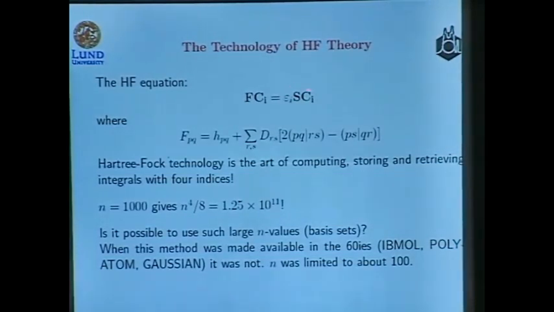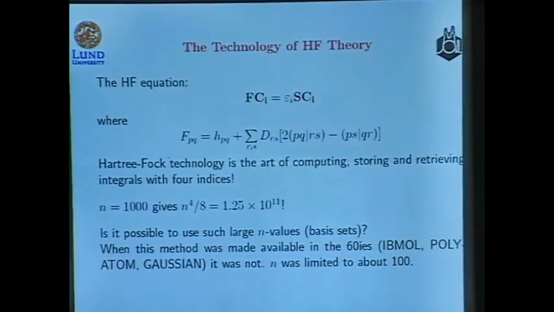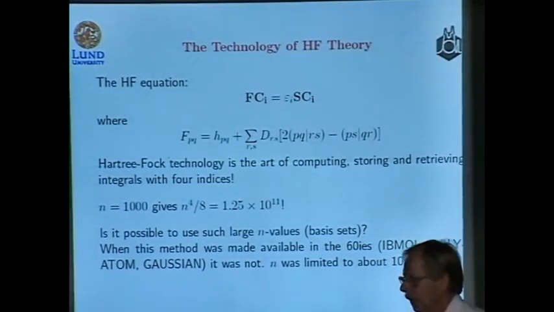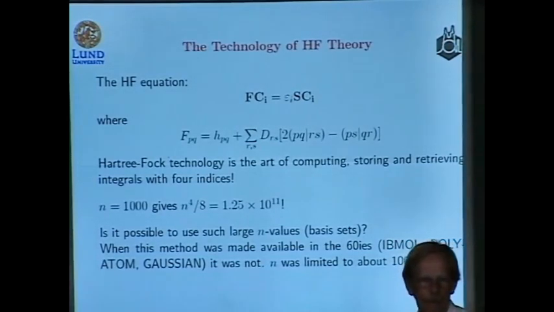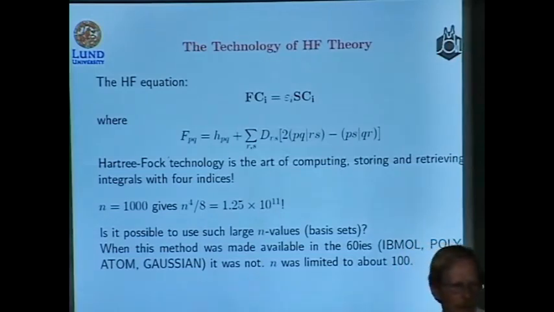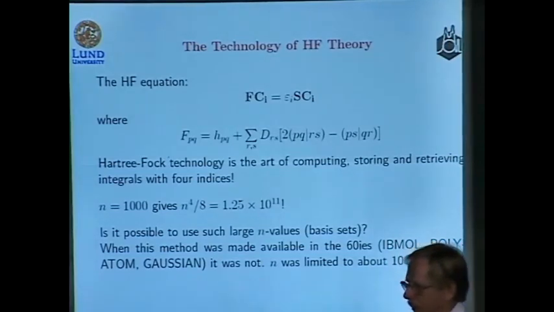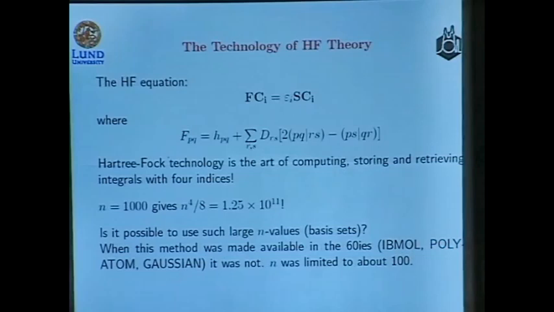The basis here, which you solve this equation, is a basis of atomic orbitals. So on every atom you put a number of functions, say 10, 20, on every atom. Now if you have 100 atoms and 20 functions on each, you have 2,000 of these functions. So that's approximately the size of the problem. So Hartree-Fock technology is the art of computing, storing, and retrieving integrals with four indices.